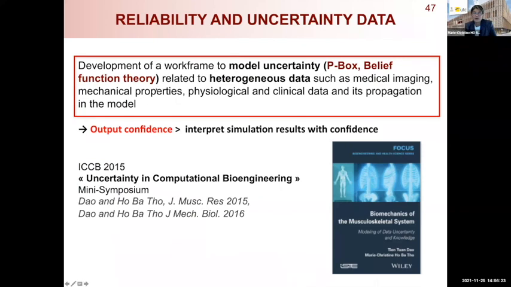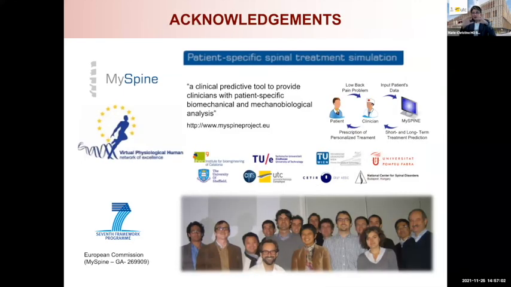So basically, we have developed a framework to model uncertainty, what we call belief function theory. It's very well adapted for heterogeneous data, such as medical imaging, properties, physiological, and in each step, how it is propagated in the model. And what is very interesting is at the end, it provides you what we call the output confidence of your model. And then it's better to use that way because you know exactly somehow what you are doing. You don't say that I'm validating, this law is correct, this is correct. For us, it's a long time I'm working in that field. That's why I favor this approach.